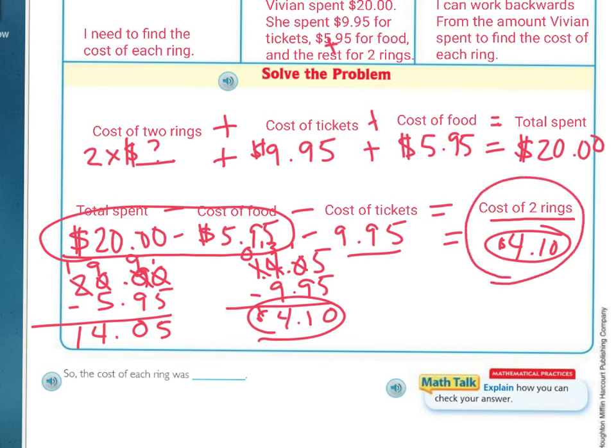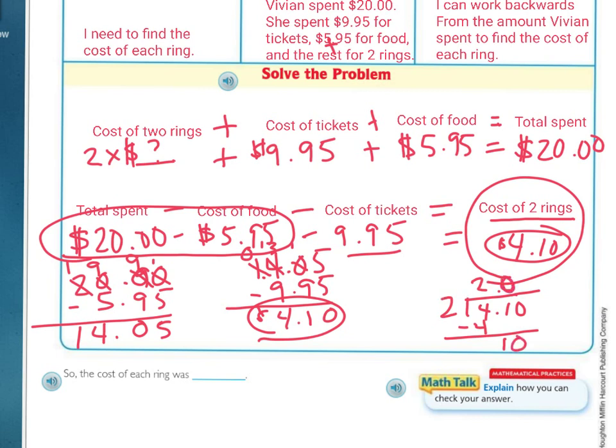I want to find out how much 1 ring costs. So that means I'm going to need to divide $4.10 by 2. Remember, when we're dividing decimals, the decimal goes right above. 2 goes into 4 2 times. 2 times 2 is 4. I subtract. 4 from 4 is nothing. I have a 1 to bring down. 2 cannot go into 1, so don't be tricked. Make sure you put your 0 right above there.